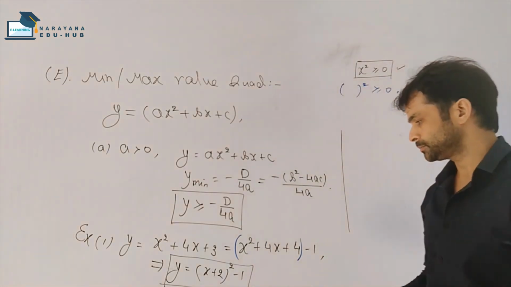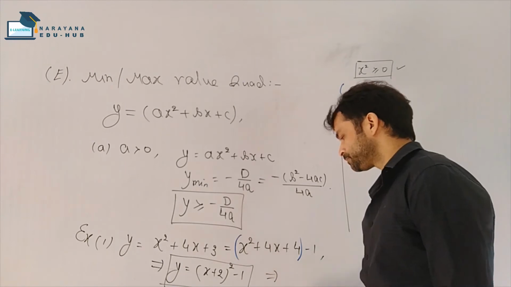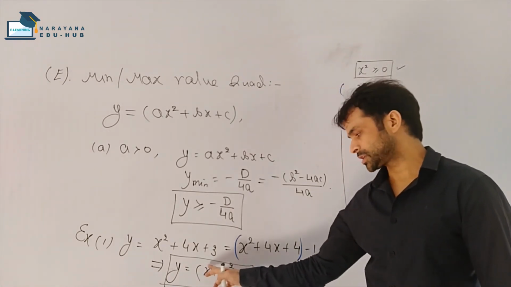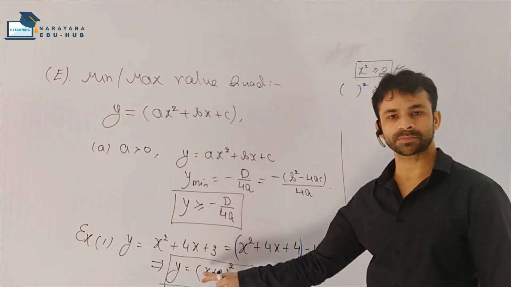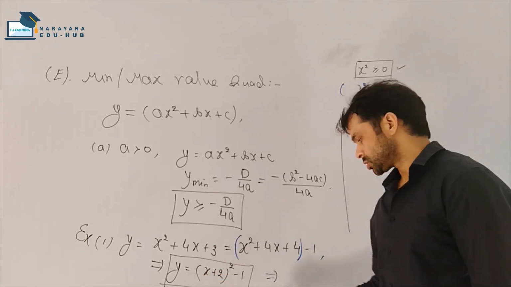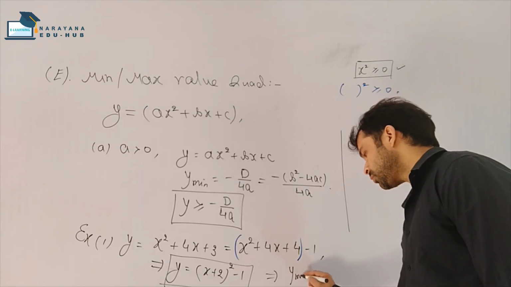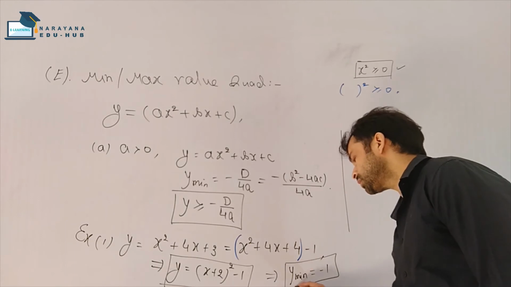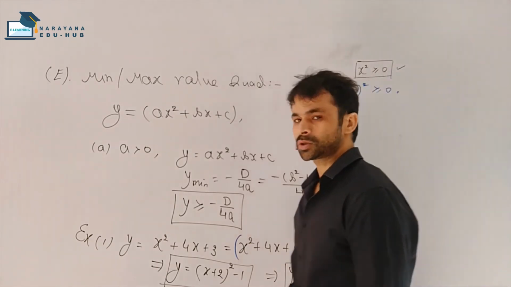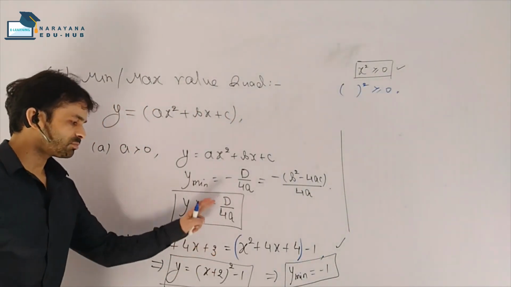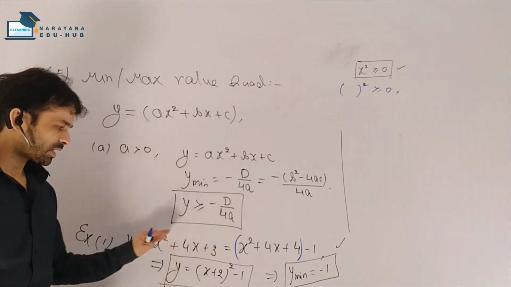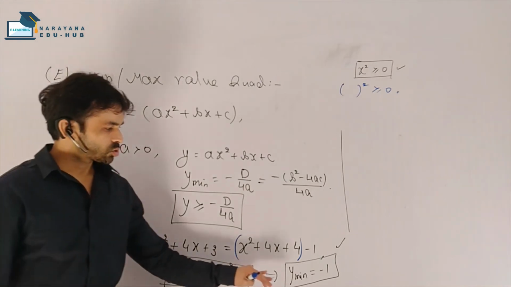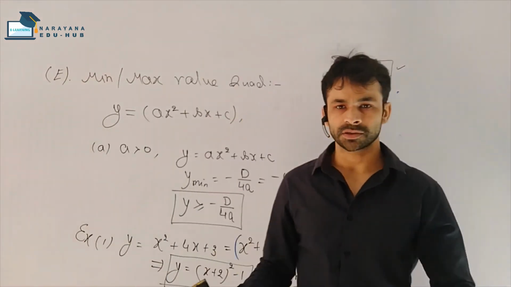Now come to this problem. Here you can see the minimum value of x plus 2 whole square is 0, when x plus 2 will be 0. So here y minimum will be minus 1. This is actually the value of minus D by 4a. You can check here, minus D by 4a will be this, minus 1. So this is the method to derive this result.